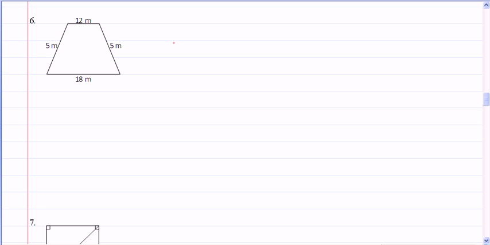For number 6, we have another trapezoid, and if I start by writing the formula, I have 1/2 times the height times base 1 plus base 2. So in this example, we definitely have our two bases as the 12 and the 18. So I'm going to label the 12 as base 1 and the 18 as base 2. The problem is that we don't have the height. So the height of a trapezoid is the perpendicular distance between the bases.